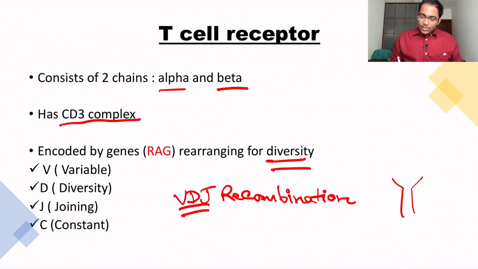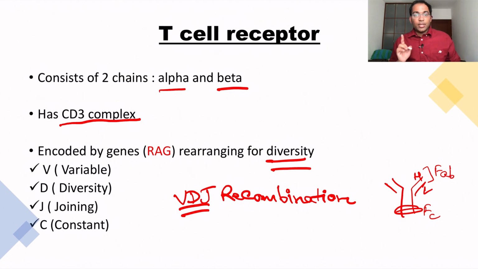Now, just to summarize, what is an FAB region? This is the heavy chain, this is the light chain of an antibody, this is the FC portion of the antibody, and this is the FAB region of the antibody. So also the VDJ recombination helps the antibody to form different kinds of FAB region, right? So that we can bind different types of antigens which are present out there in the world. So I hope you understood the VDJ recombination in a nutshell. V stands for variable region, D for diversity, J for joining, and C for constant.